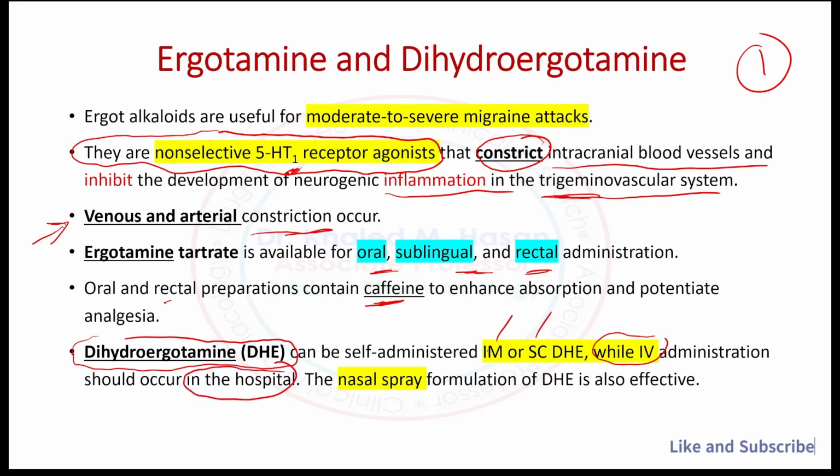So we have it IM, SC. Okay, that's good. Nasal for outpatient. So dihydroergotamine, intramuscular, subcutaneous, spray, outpatient. But if you talk about IV, this one should be for the patient in the hospital only.